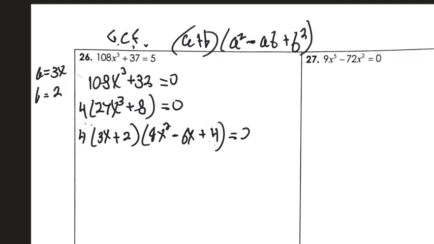So it looks like I could find out what this is. 3x plus 2 equals 0. Subtract the 2, divide by 3. That's one of my answers. So if I have a final answer down here of what is x, I'm going to say that negative 2/3 is one of my answers, but I think I have more answers.